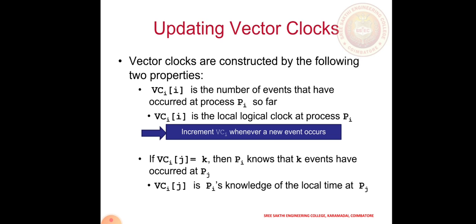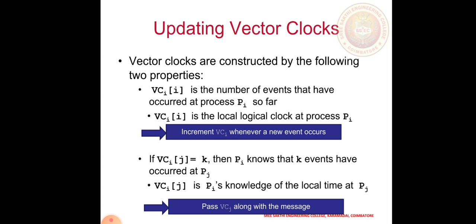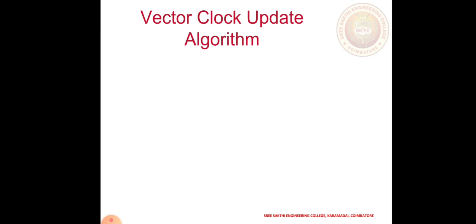Here we increment VCi whenever a new event occurs. Yes, definitely, because we have to maintain that VCi of A should be less than VCi of B. Whenever a new event occurs, we have to increment the VCi values. That is a very important thing. Then we pass VCj along with the messages, because we have to send the information along with the messages only.